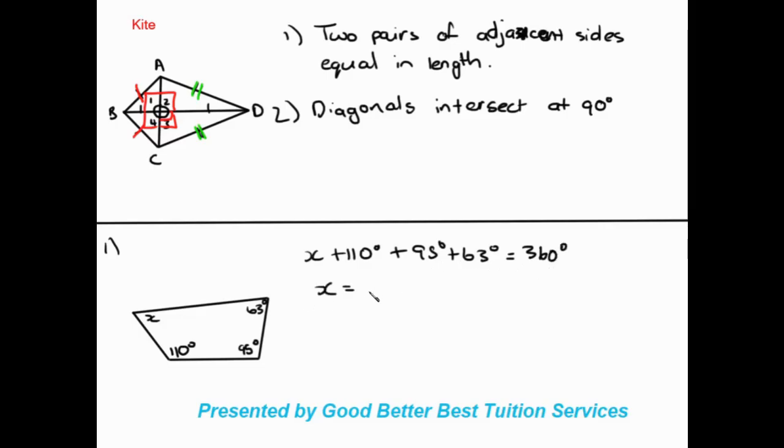So we're going to have x is equal to 360 degrees minus 110 degrees.